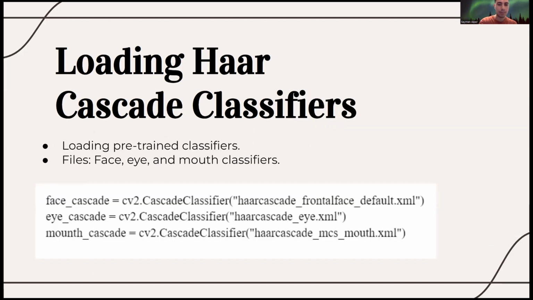We start by loading the pre-trained Haar cascade classifiers provided by OpenCV. These classifiers are stored in XML files and are used to detect faces, eyes, and mouths in images. Here is the sample code snippet showing how we load these classifiers, as you can see.